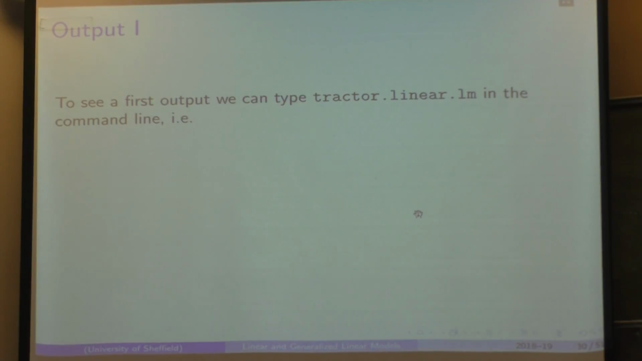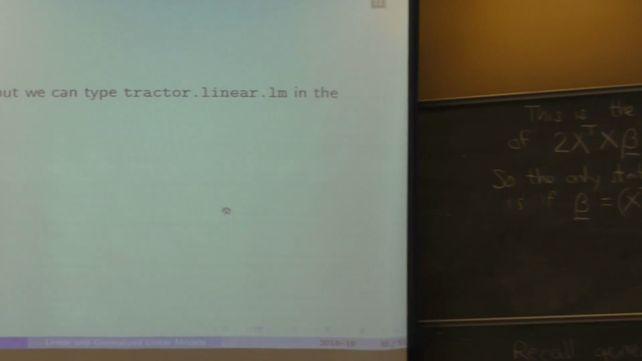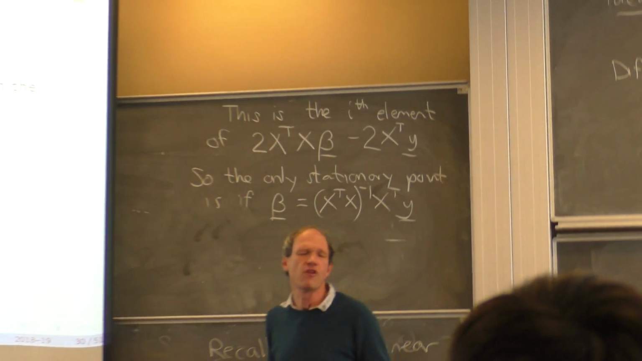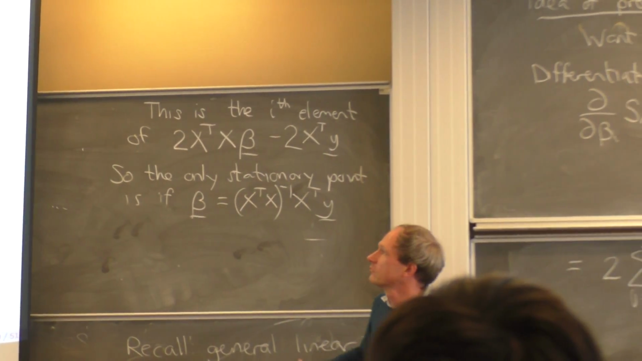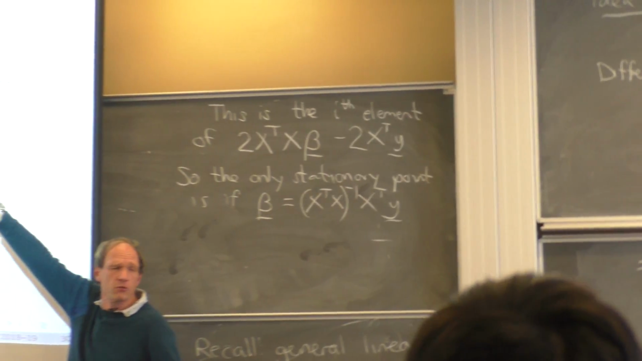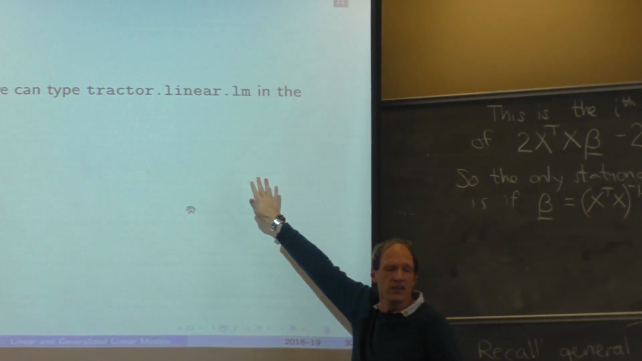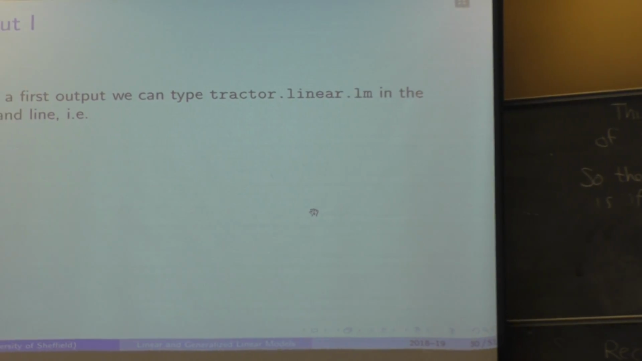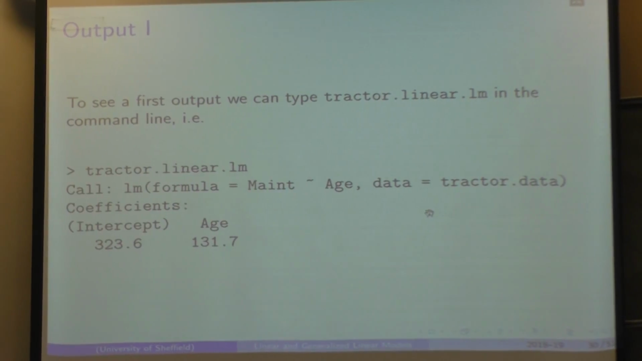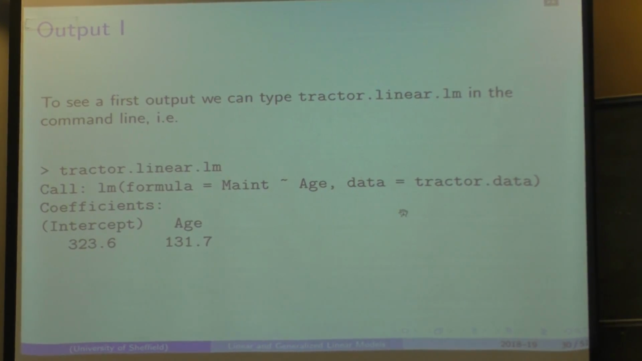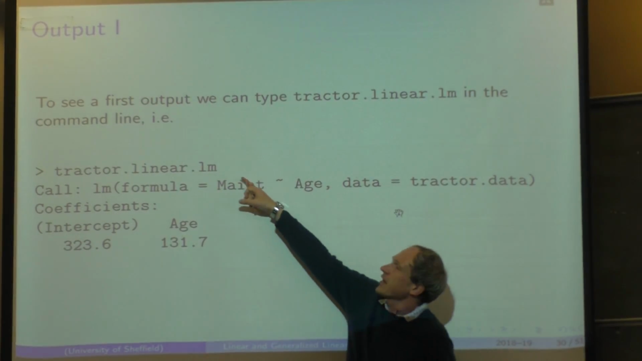Okay, so let's look at some of the numerical output that R actually creates when you run that function lm. A simple thing you can do is to just type the name of the object that it created, the name that you gave the object when you ran the model, into R, just at the command line. So having run what we had before, you just run tractor.linear.lm. Okay? Now if you run that, you get some fairly basic output.